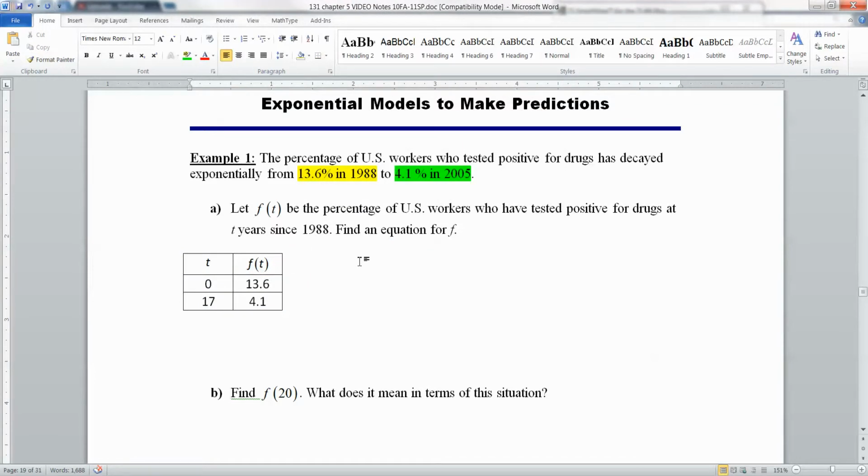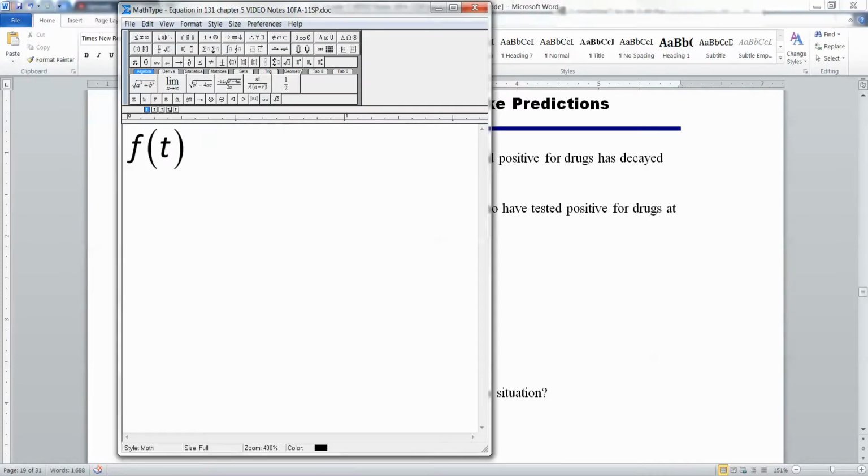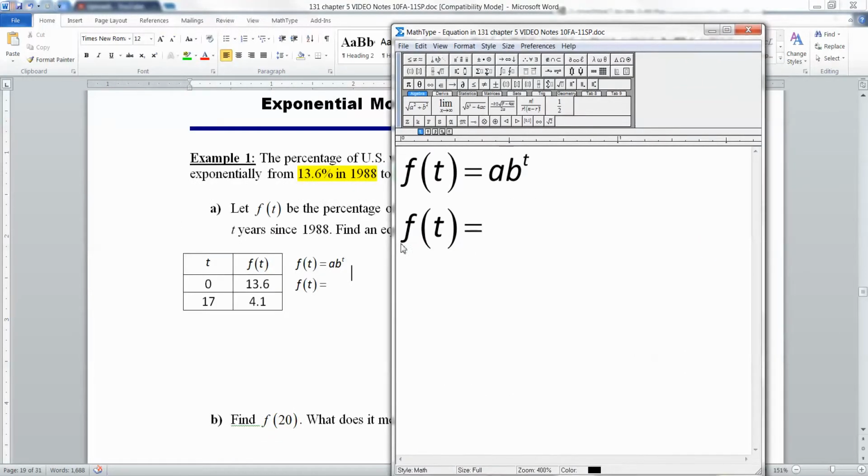So how are we going to do this? Well, it didn't say to do it by hand, but I'm just going to review doing it by hand, and then I'll show you the calculator as well. So remember that f of t, if it's an exponential, is going to be a b to the t, right? But we also remember that we know what a is. A is the y-intercept, which in this case is 13.6, right? So we know that part already. So all you have to do is find b and you're golden.